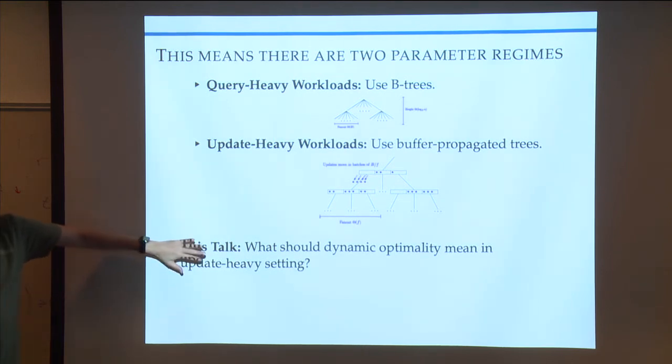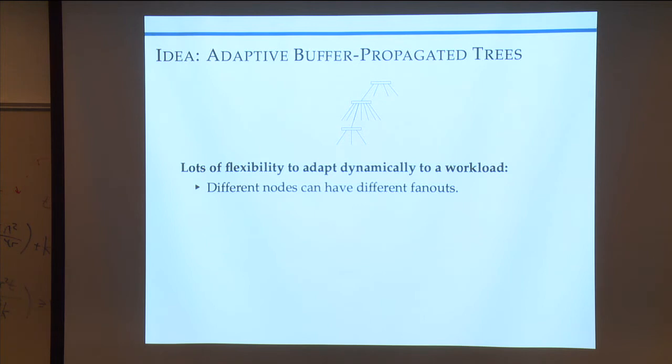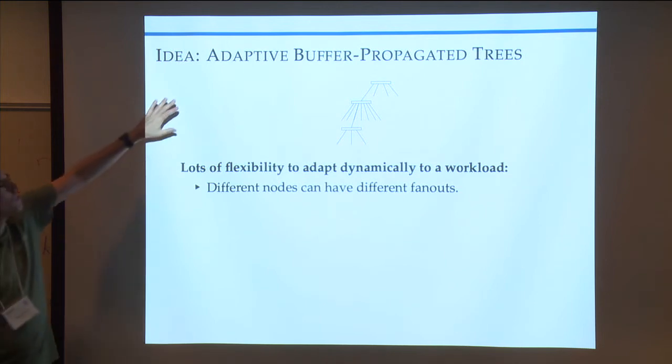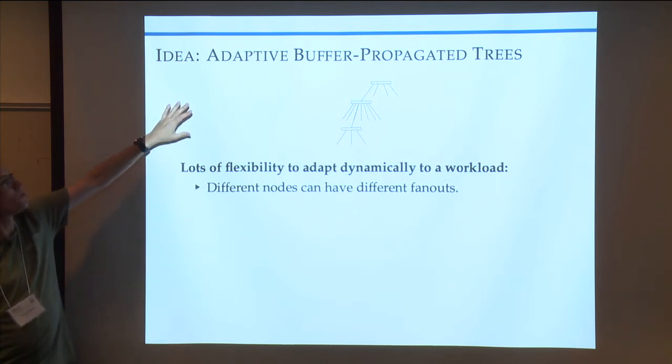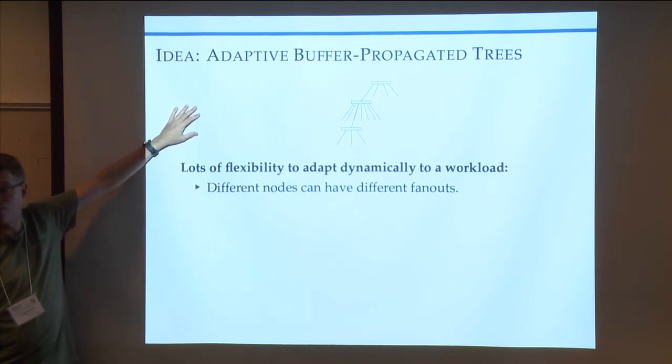So in this talk, we're interested in what dynamic optimality should mean in the update-heavy setting. In the last few slides, we'll give some intuition, but this is mostly open questions. Well, it's not mostly open questions. There are lots of closed questions, but there are more open questions than closed ones. OK, so let's figure out what the knobs are that we can turn. We want to make an adaptive buffer propagated tree.